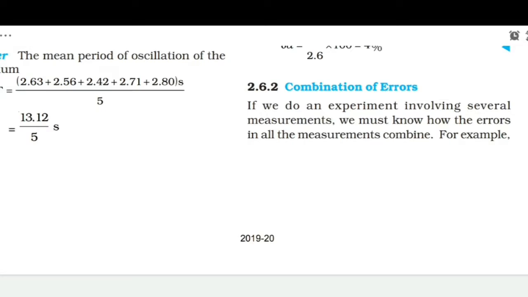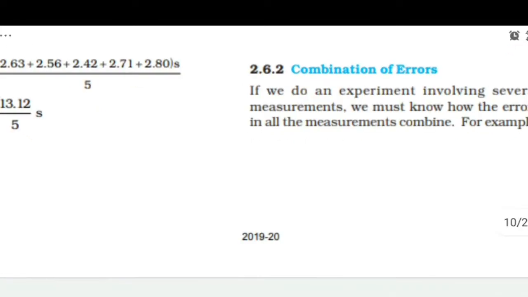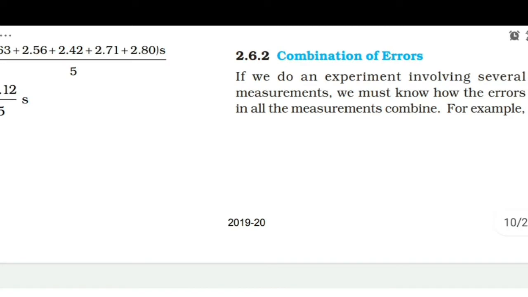Welcome dear children. Today we are discussing combination of errors. Combination of errors means how the errors combine when we express a physical quantity as the sum or difference or a product or a quotient of other physical quantities which are measurable.